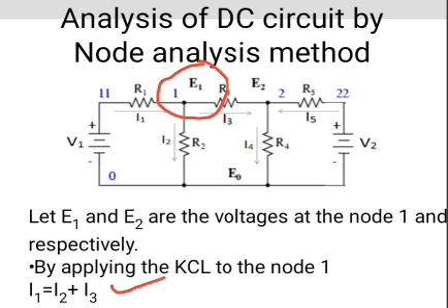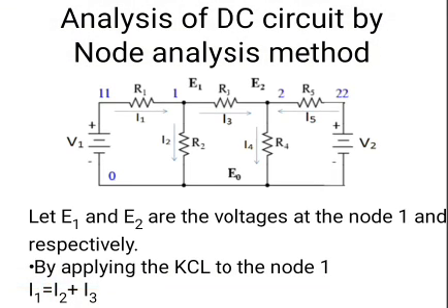That means the Kirchhoff current law states that the sum of current flowing towards the junction is equal to the sum of the current flowing away from the junction. The current I1 is flowing towards the node, and the currents I2 and I3 are flowing away from the node. So, I1 equals I2 plus I3.